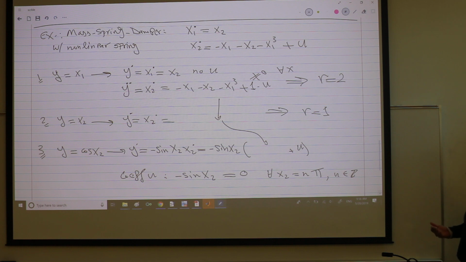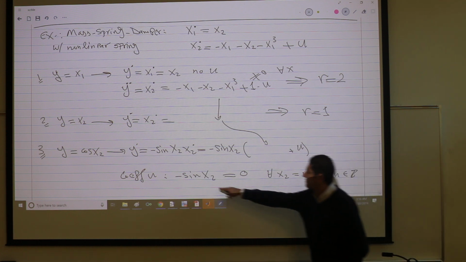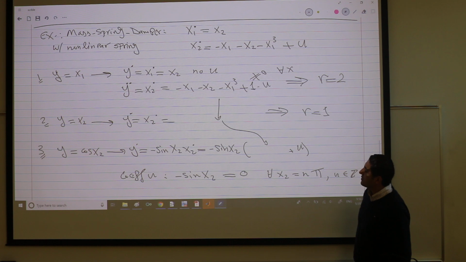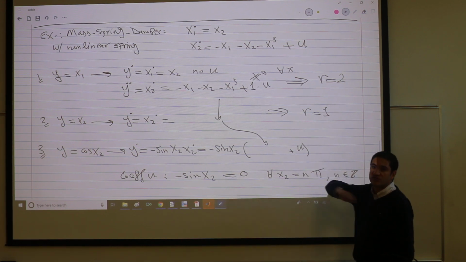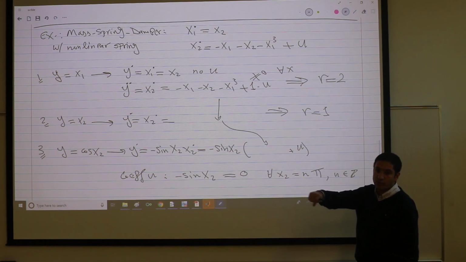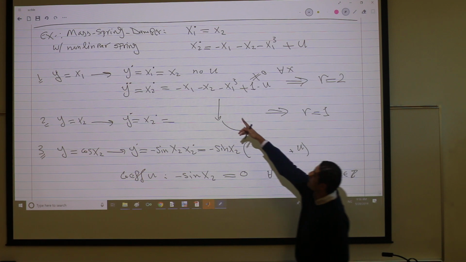So if we're interested to work around the origin, like always, this system doesn't have a well-defined relative degree, because when we ask that the coefficient of the input vanishes, it should vanish completely, not just at a point. So here, the input should not appear like in the first case.